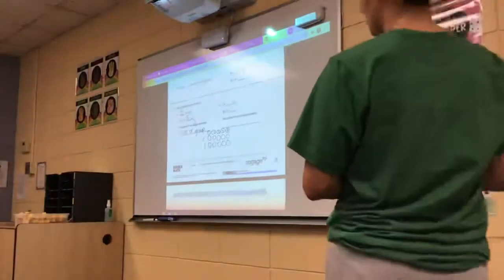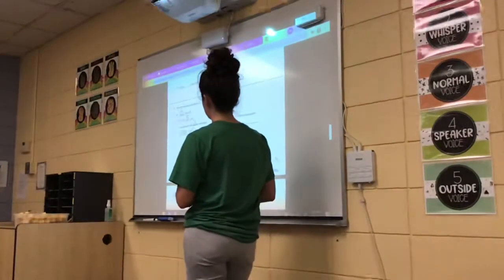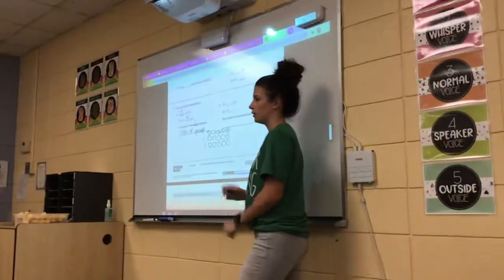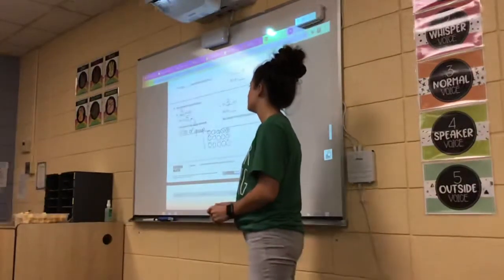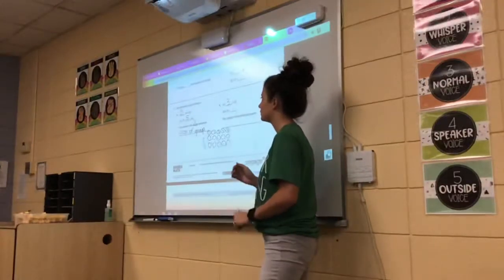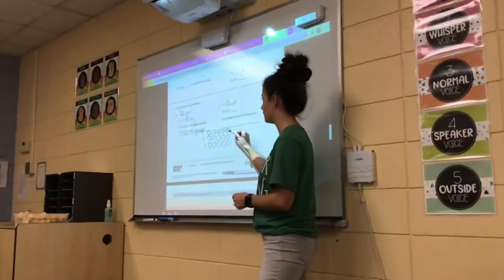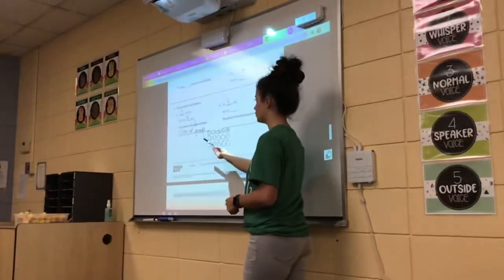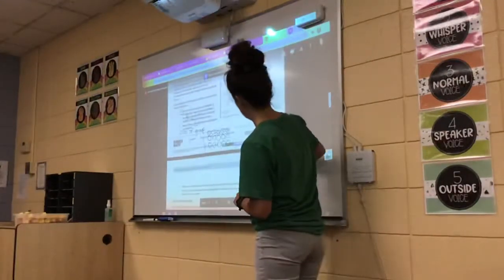Part B of this problem says 5 times blank equals 15. What would go in that blank? Blakely? 3. Why do you say 3? Yep, that's how many rows we have. She saw that there's already 5 here, which equals the number in the group. So she needed to put the number of groups or number of rows.